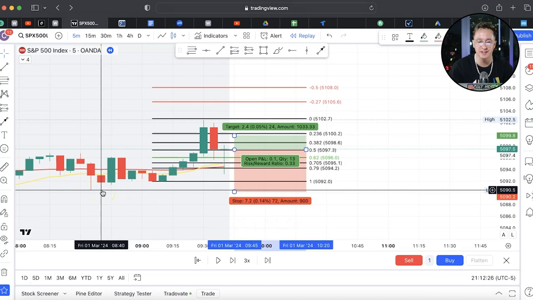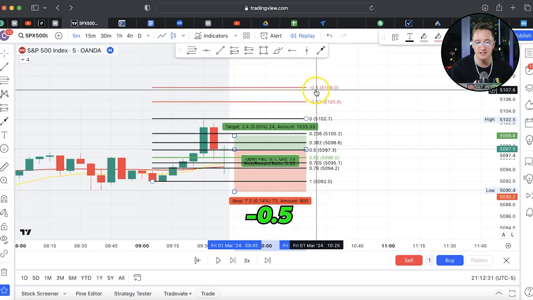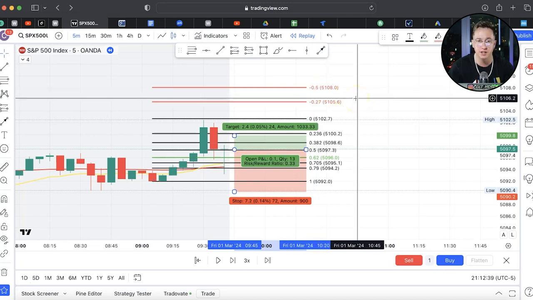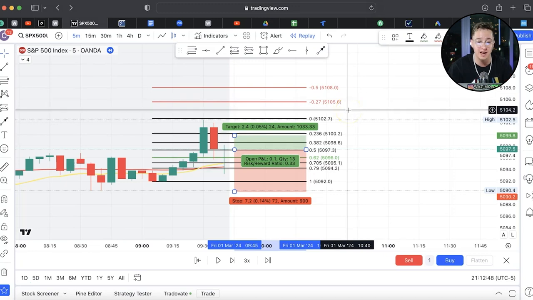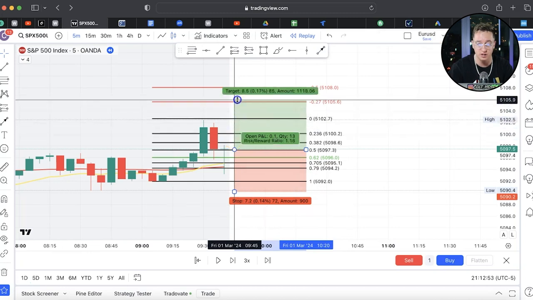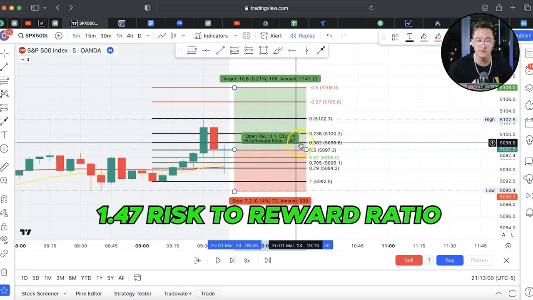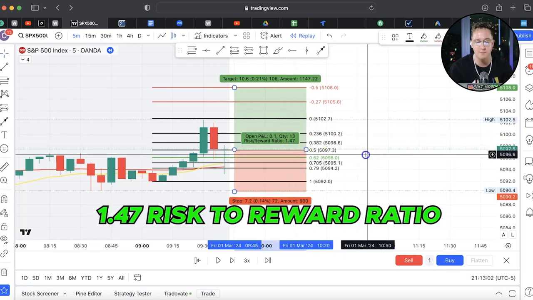And then what I love is we have these 2 levels right here, the negative 0.27 and the negative 0.5. These are where we're going to target for our take profit. Now you need to understand with the Fibonacci's, they are mathematically derived. So the markets have a designated point that they want to go to. And I'm telling you, these fib levels are extremely accurate. So we could say our stops are below the 100% level, and our take profit, we're going to have it all the way up here at our negative 0.5 level. 1.47 risk to reward ratio, which is not bad at all.